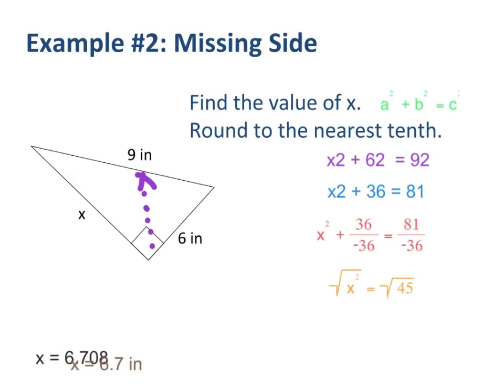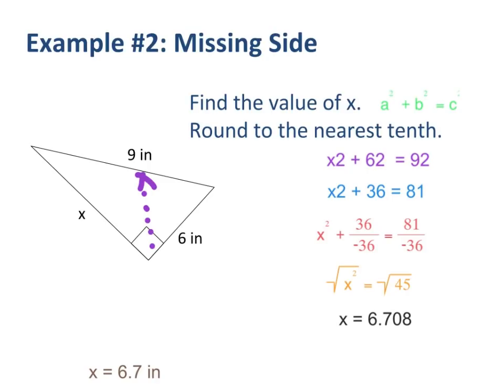Now, again, I don't want x squared. I want regular x. So I'm going to have to square root both sides of my equation. I'm going to square root the side that has the x squared on it. I'm going to square root my 45 and I end up with x equals 6.708. But it tells me to round to the nearest tenth. So I know that the 0 is not going to cause that 7 to go up. So it's going to stay x equals 6.7 inches because I need to have a label. Great. Let's take a look at the next one.